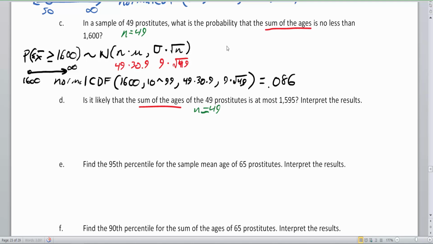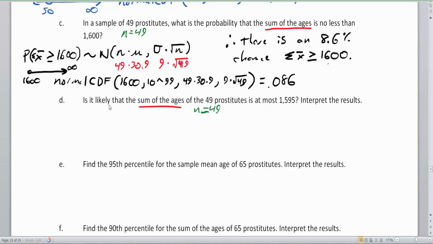Therefore, there is an 8.6% chance that the sum of the x bar is greater than or equal to 1600. All right. Wow. Again, that sum of symbol isn't necessarily the exact super perfect way to write that, but it conveys the idea that we're looking at the sum of ages rather than just the ages of the group. All right, because no one person is going to be 1600 there.